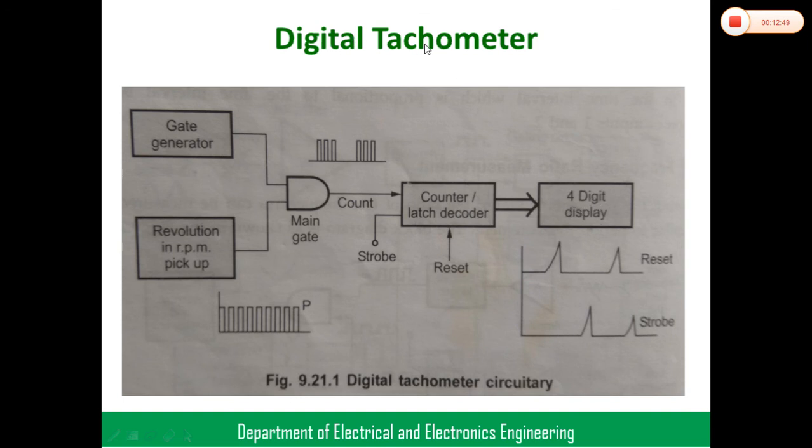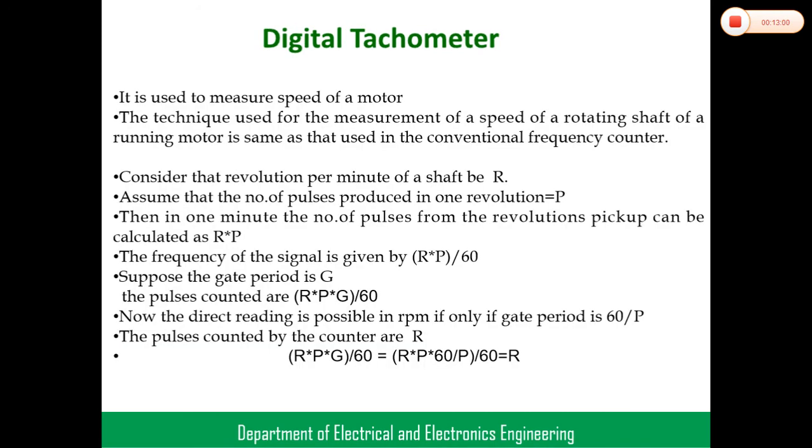The digital tachometer is used to measure speed, the speed of a motor. The technique used for measuring the speed of a rotating shaft of a running motor is the same as that of the conventional frequency meter. Both are the same.